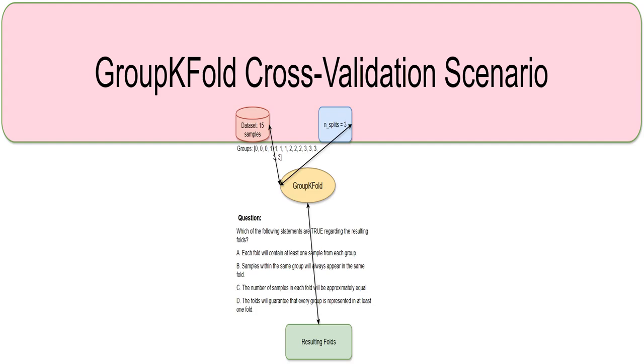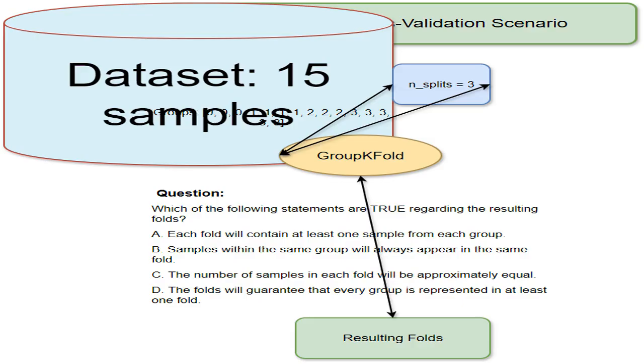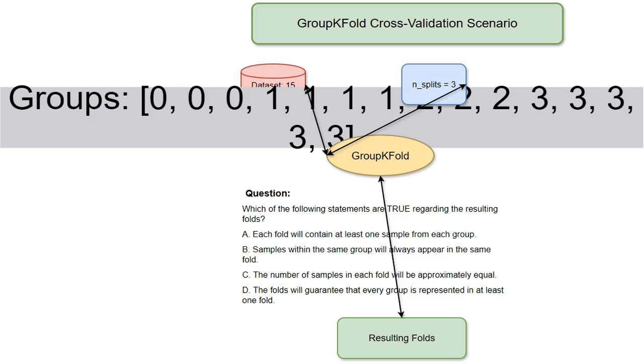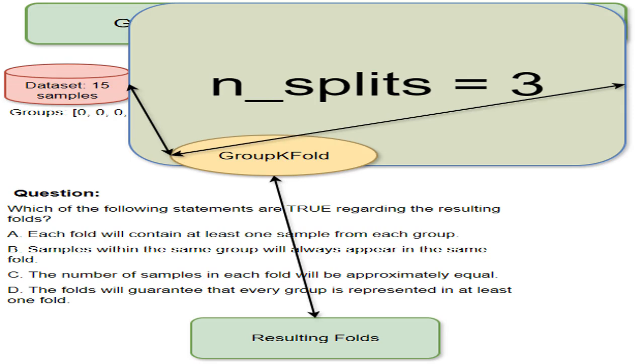This is a quiz about how GroupKFold, a method for dividing data into folds for cross-validation, works. I'll be evaluating a scenario. I have 15 data points to work with in this quiz. These 15 samples are divided into 4 groups: 3 samples in Group 0, 4 in Group 1, 3 in Group 2, and 5 in Group 3. This grouping is important because GroupKFold keeps samples from the same group together. I will divide my data into 3 folds for cross-validation.